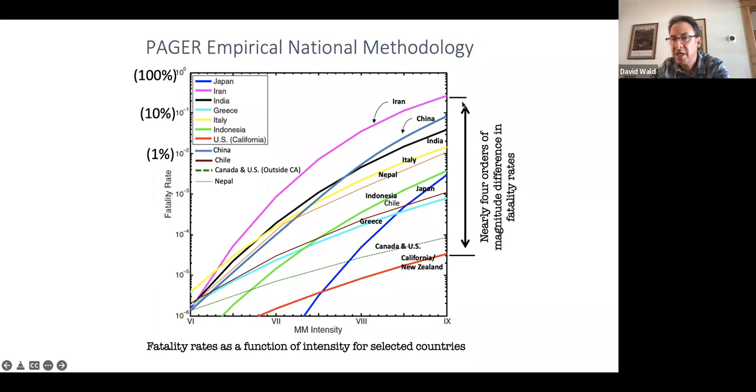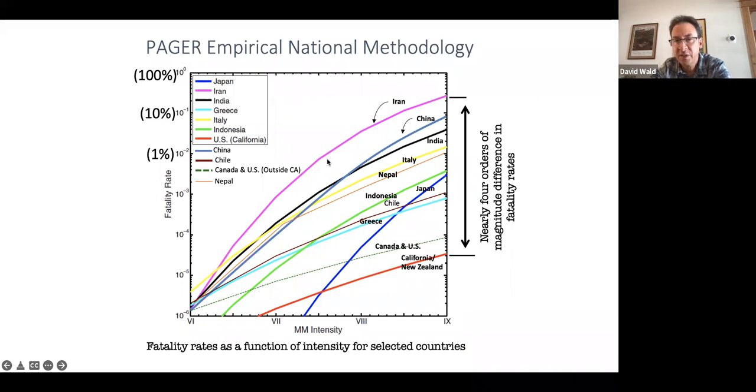But in Iran or in China, almost 10% of the population in the strongest shaking level, intensity 9, will perish because of the types of buildings that are there. Very heavy, typically adobe structures that, when they collapse, and do collapse easily, are very deadly.